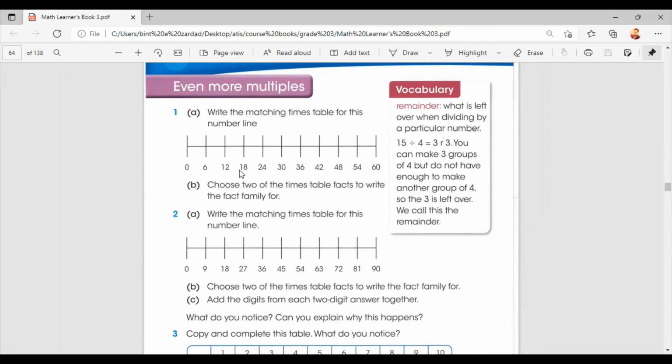Write the matching timetable for the number. We can see 6, 12. This is the pattern of 6. Between each number the gap, 24, 30. So the gap is 6. So we can say this is the multiple of 6. Multiple of 6. And this one 9, 18, 27. This is the multiple of 9. Multiple of 9.